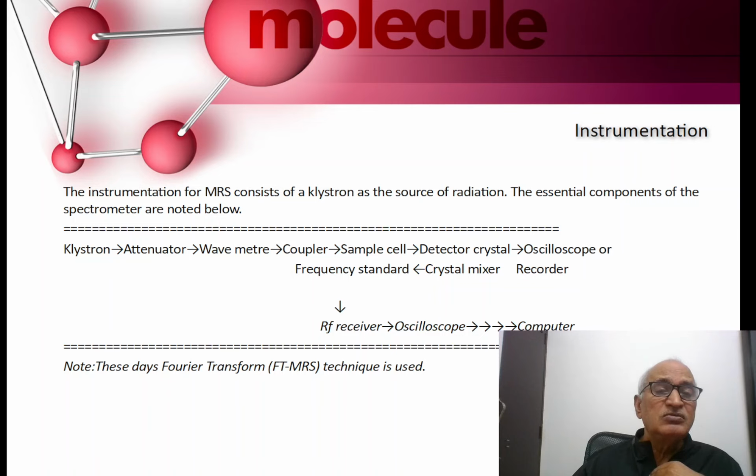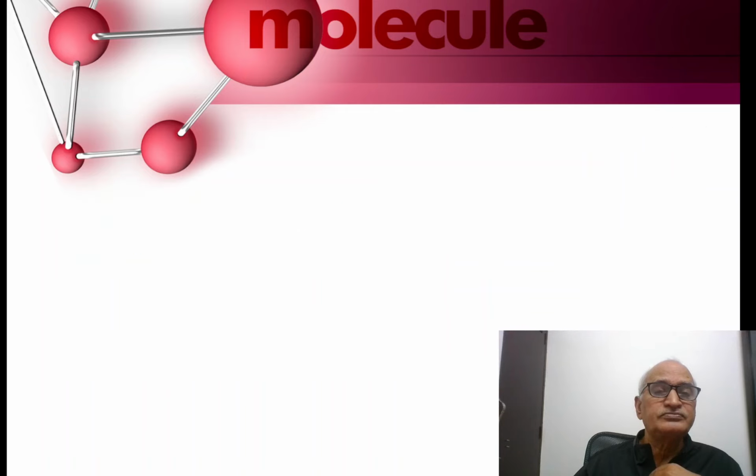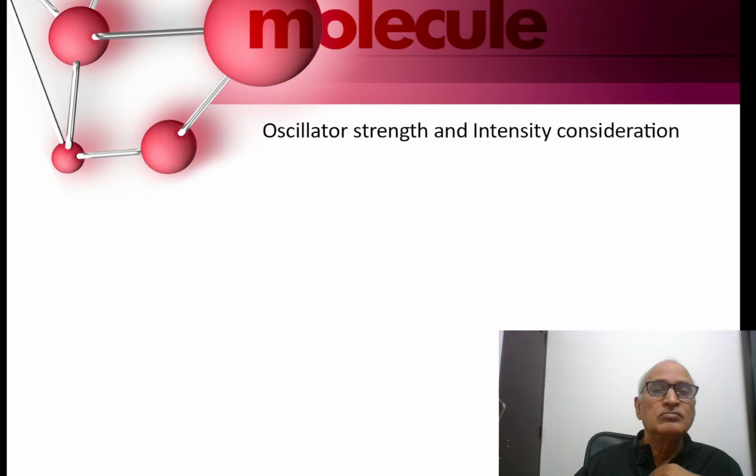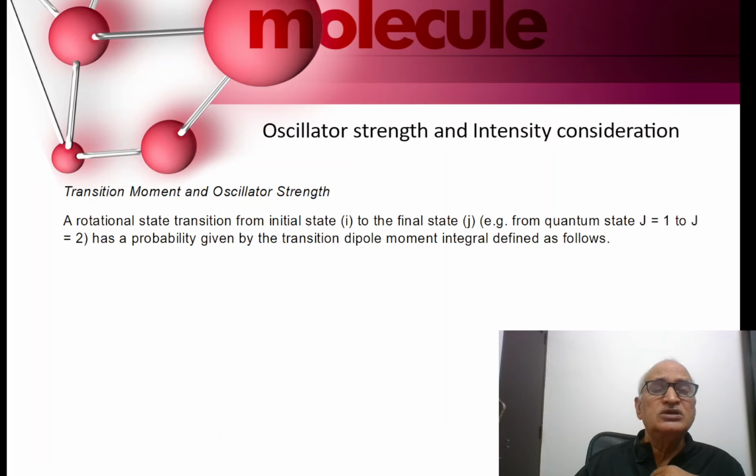These days, the Fourier transform technique is used. It's a very fast one, and the instrument is also very sophisticated. Fourier transform, abbreviated as FT. Oscillator strength and intensity consideration. If we look at an actual microwave rotational spectrum, we find a number of lines, but their intensities are not all equal. They are different. So how do we determine those intensities and how do we explain the difference in intensity? These are done using this concept, oscillator strength and intensity consideration.